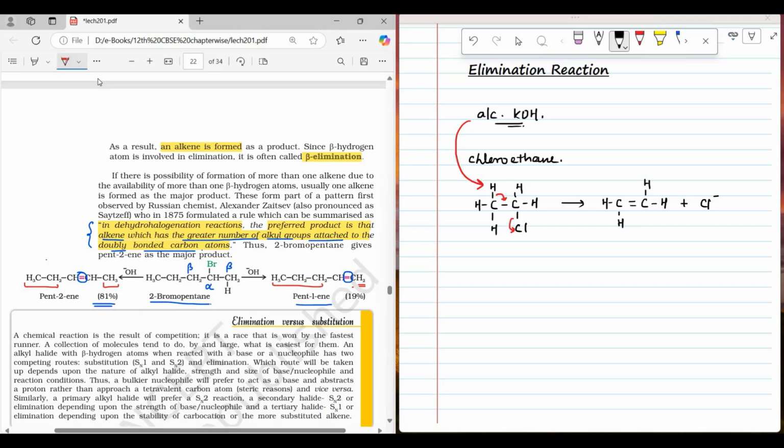So in the case of pent-2-ene, there are two alkyl groups bonded to the doubly bonded carbons, while in the case of pent-1-ene, there is just one alkyl group bonded to the doubly bonded carbons. That's why pent-2-ene is formed as the major product.